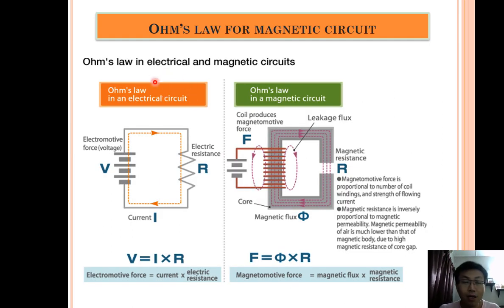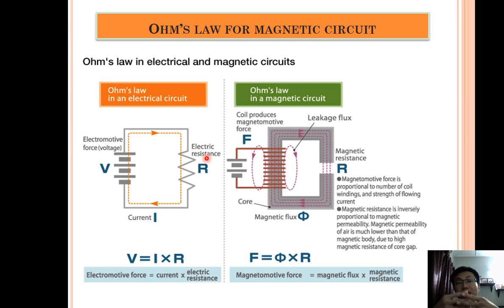We can do some comparison, for example, Ohm's law for electrical and magnetic circuits. That's why we have two circuits, one is electrical, one is magnetic. In electrical, we have a voltage and a resistance. When we connect them together, a current will flow through. Then we have V equals IR.